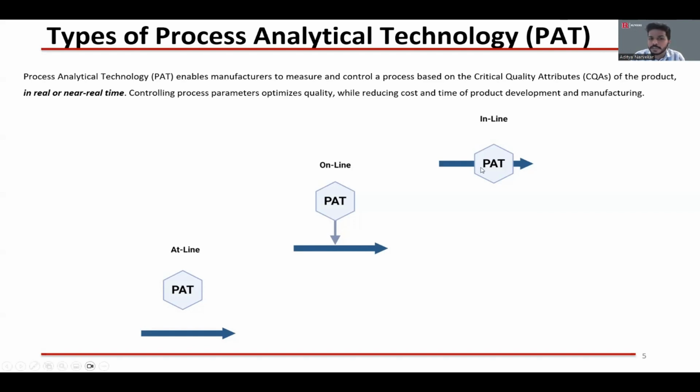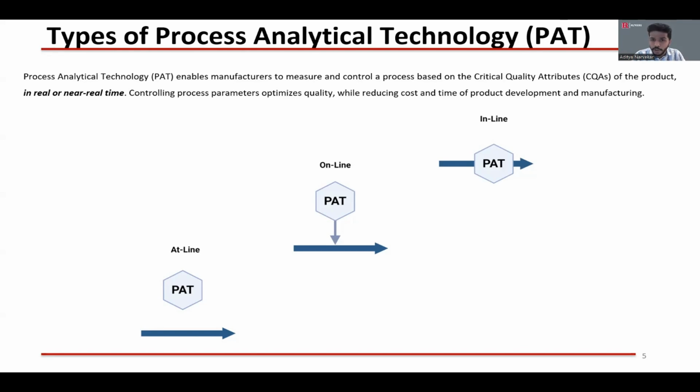So process analytical technology is basically a tool which allows the measurement and control of a process based on the CQAs, that is, the critical quality attributes of the product, in real time or in near real time. Now, why is it important to analyze the different parameters of a drug product, like the glycosylation or the amino acid? It is basically important to have a good quality product.